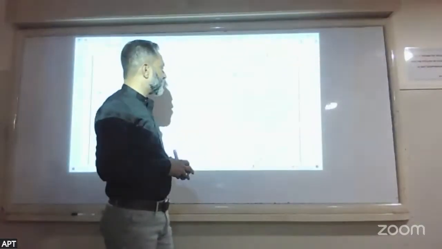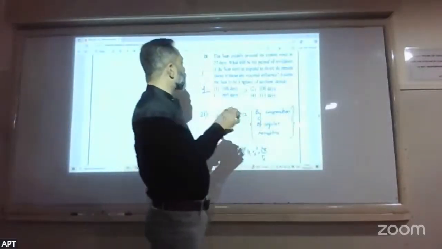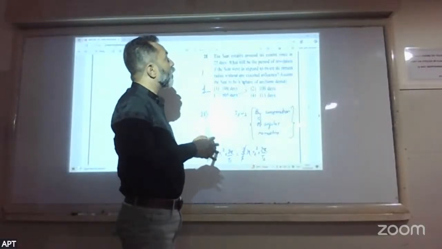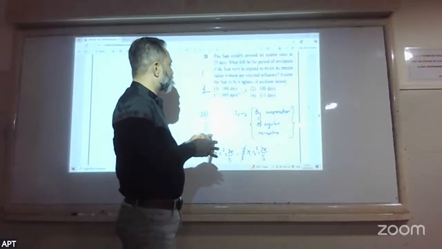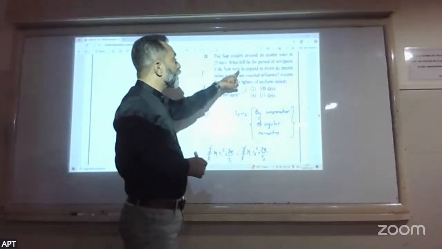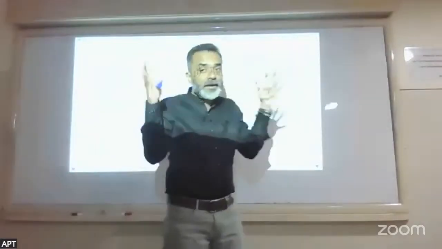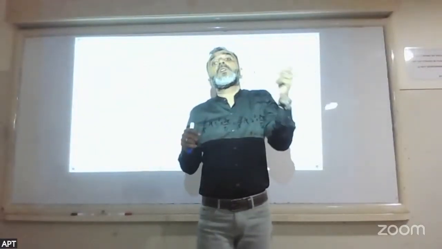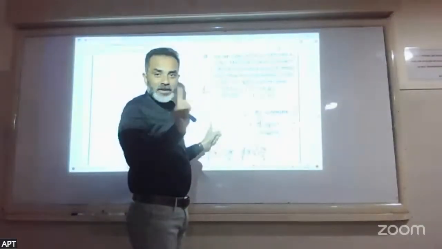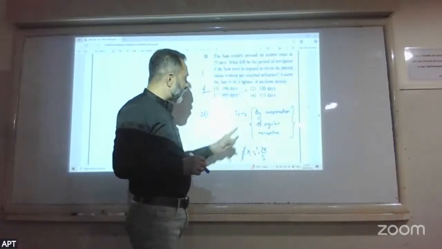Next, question number 28. The sun rotates around its center once in 27 days. What will be the period of revolution if sun were to expand to twice its present radius without any external influence? Guys, try to understand, when I say sun expands, its radius increases, its time period of rotation will change, right? So here it is not T square proportional to r cube. It is on conservation of angular momentum. I1 omega 1 is equal to I2 omega 2.